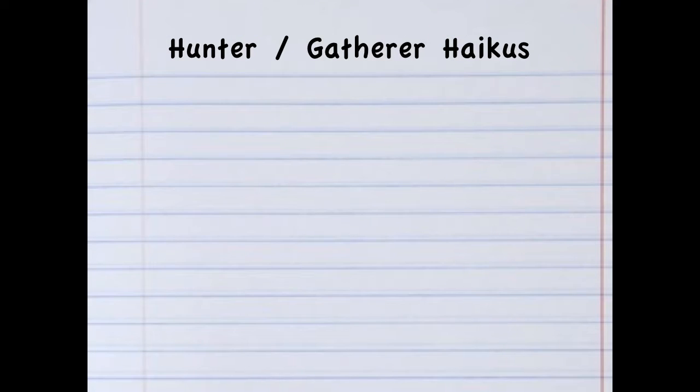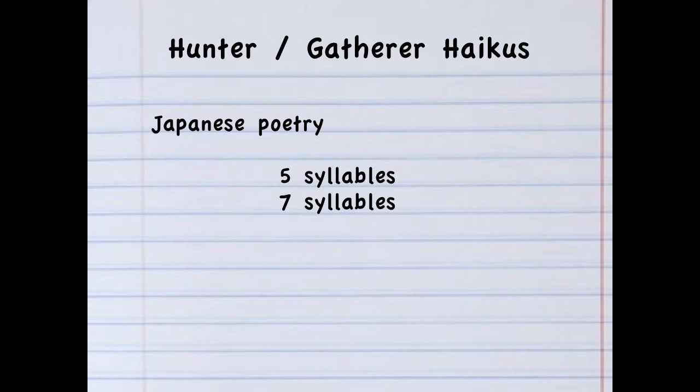So, the assignment today was to do hunter and gatherer haiku poems. A haiku poem is, of course, a Japanese form of poetry that has 5 syllables, 7 syllables, and 5 syllables in 3 lines. It doesn't have to do with the number of words in the line, but the number of syllables. Here's an example of a hunter-gatherer haiku poem.